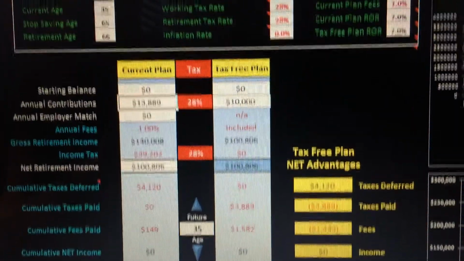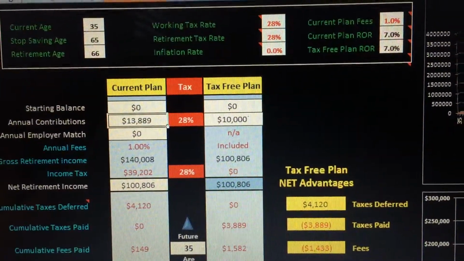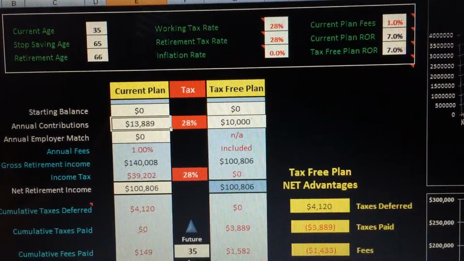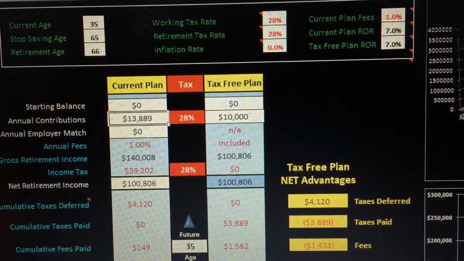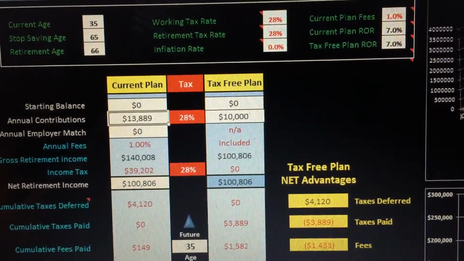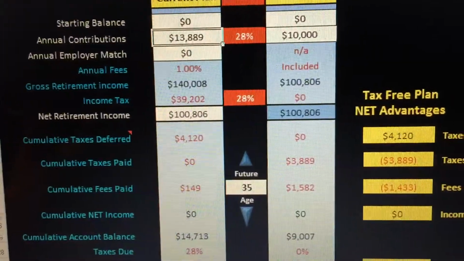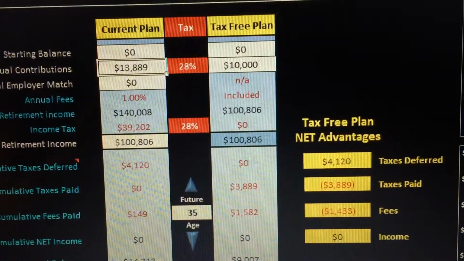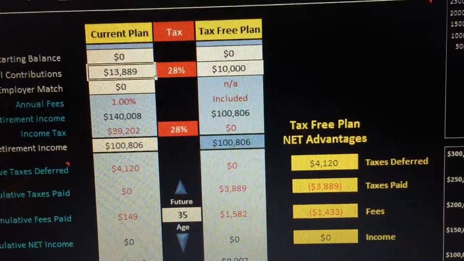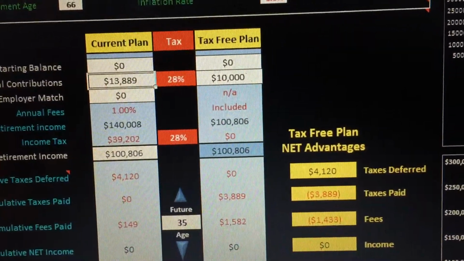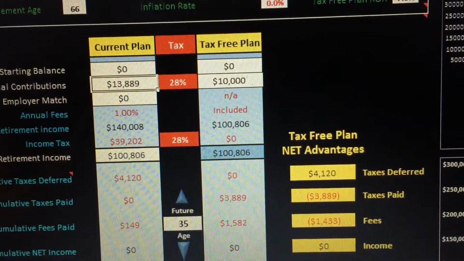And as you can see, at the top left, this person is 35 years old. They will be contributing for the next 30 years into their accounts, and they will start to take an income at age 66. As you can see here in the middle, I'll zoom in. The net retirement income that this person will have achieved is $100,806, starting at age 66, okay?